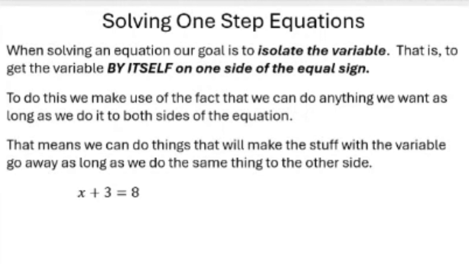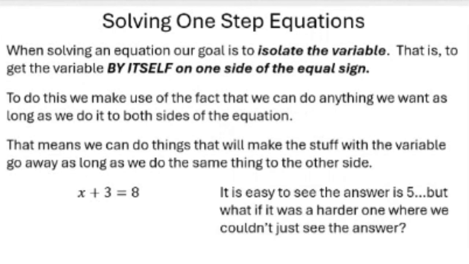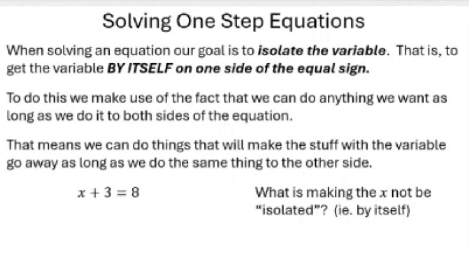So for example, here's our equation, x plus 3 equals 8. We already know, we can just tell the answer is 5, but we're going to pretend we can't. Yeah, easy to see the answer is 5, but what if it was a harder one where we couldn't just see the answer? What is making the x not be isolated? Why is the x not by itself?